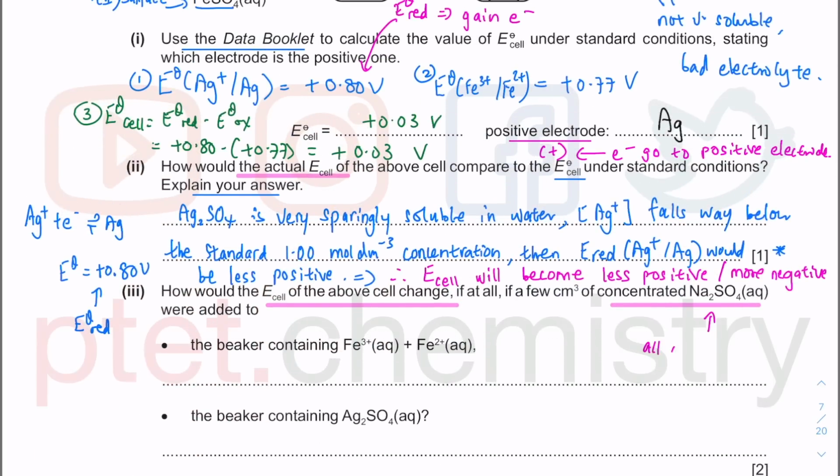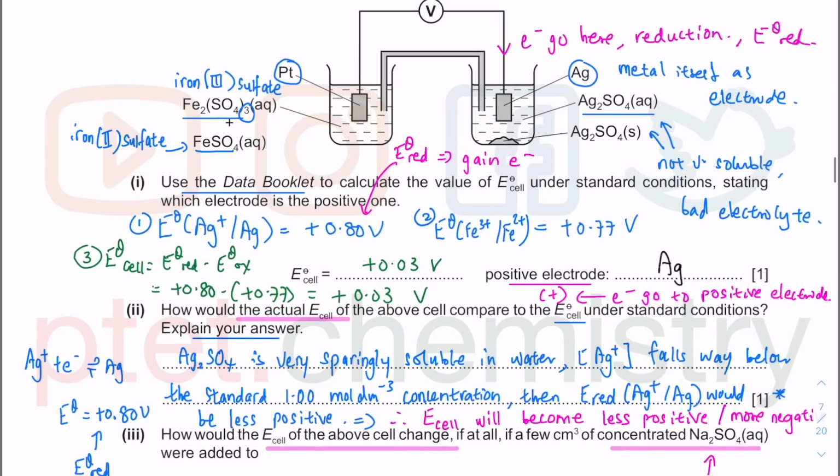We know that all sodium salts are soluble. If all sodium salts are soluble, we are going to get an increase in the sulfate concentration, because this is a common ion with this Ksp equilibrium.